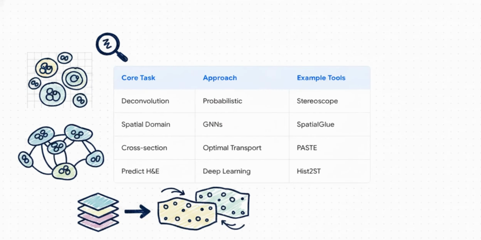So the crucial point here is that this absolutely isn't a one-size-fits-all situation. Researchers have built specific, recommended algorithmic families tailored for each unique cartography task. For instance, if you're doing cell-type deconvolution, you're going to want probabilistic modeling tools like stereoscope or Cell2location. But if you want to identify those spatial domains we talked about earlier, you switch gears to graph neural networks like SpatialGlue. Aligning messy adjacent slices, you're going to use optimal transport models. It is a highly specialized toolkit.